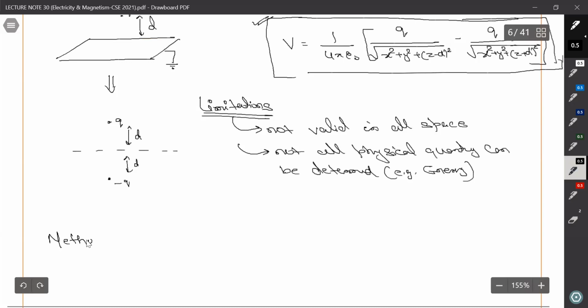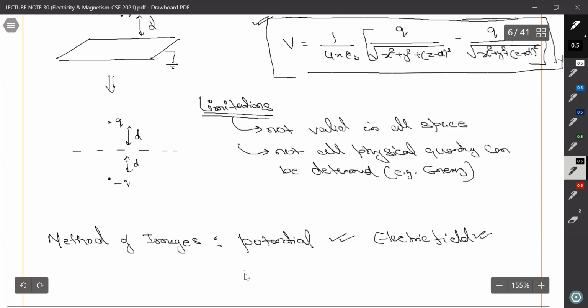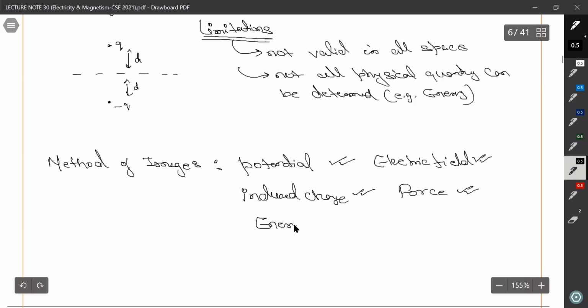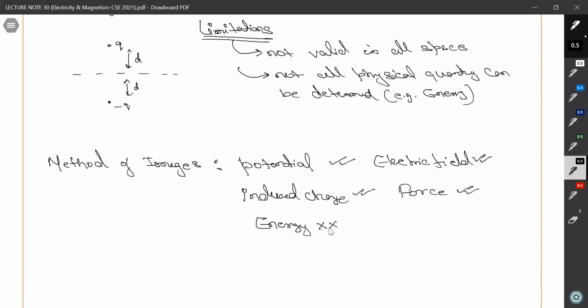So method of images, you can find out potential, okay? You can find out electric field, yes, right? You can find out induced charge, yes. What is induced charge? I will just tell you in a while. You can find out force, right? But you cannot find out energy, because energy is a real thing. I don't mean that all of the things are not real thing, but energy depends upon the position here, right? The distance between the configuration also.